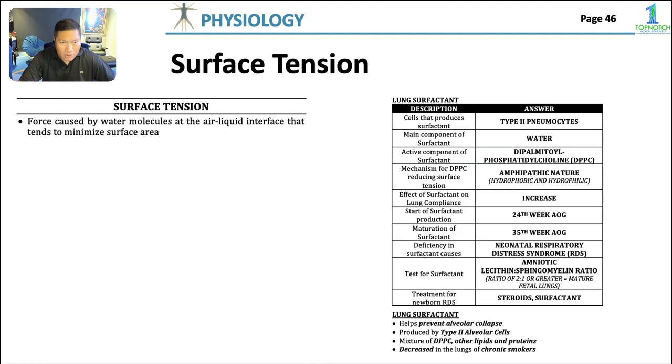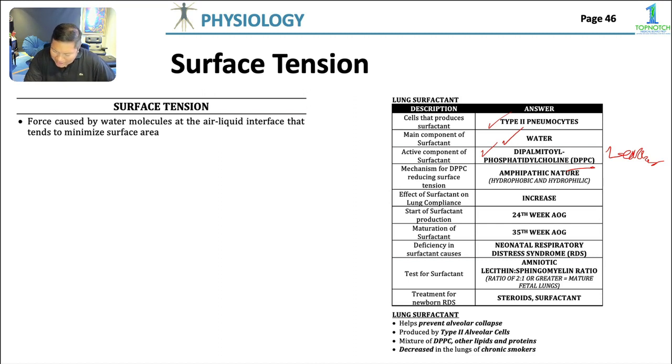So some key points about surfactant. The cells that produce surfactant are type 2 cells. The main component of surfactant is water. The active component of surfactant is DPPC, dipalmitoyl phosphatidylcholine, also called lecithin.